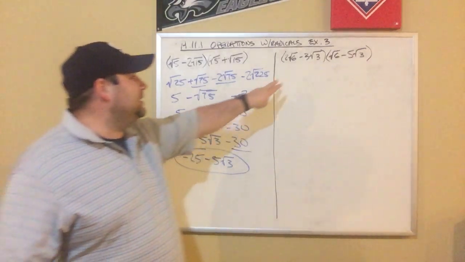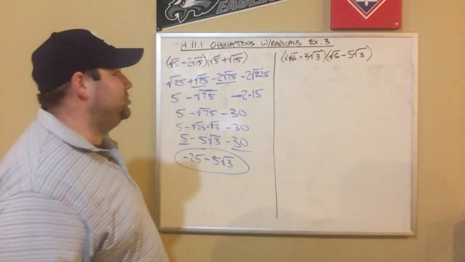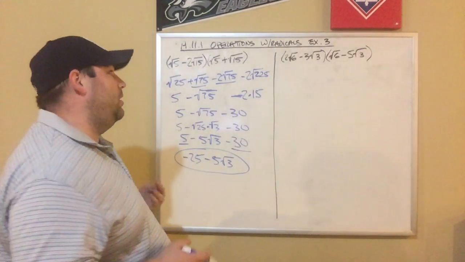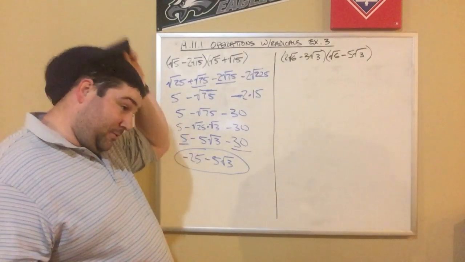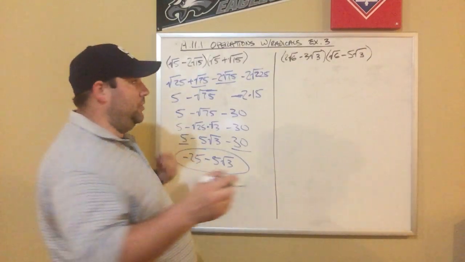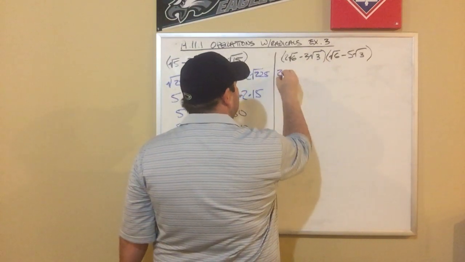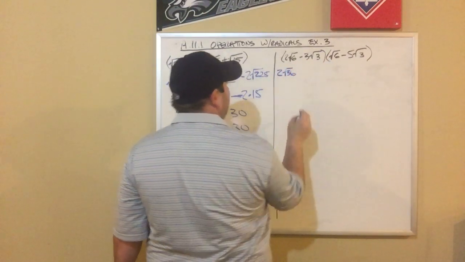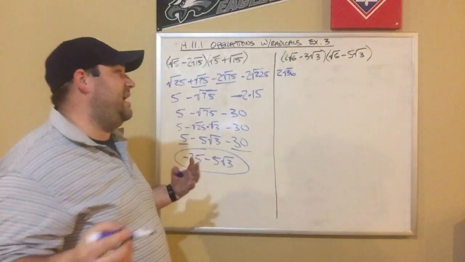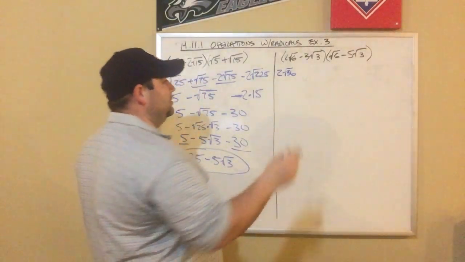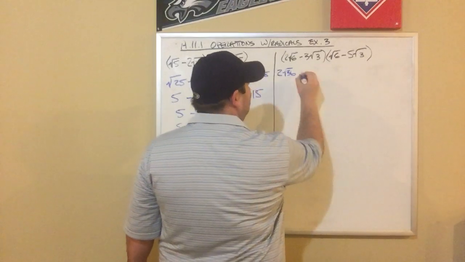All right, let's look at our last example here. 2 root 6 minus 3 root 3, all of that times root 6 minus 5 root 3. So again, our first step is just the FOIL method. So my first terms, 2 root 6 times root 6, that's 2 times square root of 36. That's my F for first terms. O for outer terms, 2 root 6 times minus 5 root 3.